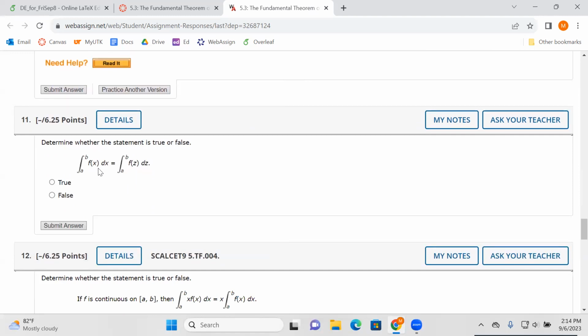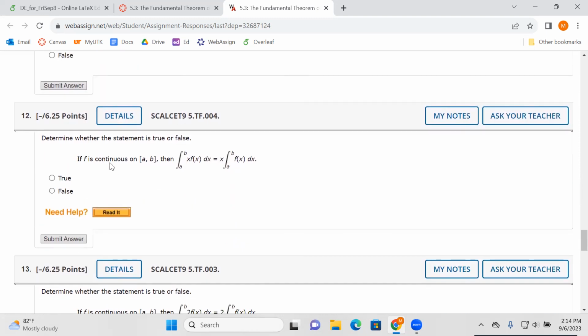Oh, this is silly. That's just replacing x with z. I mean, it's the same function. It's looking at the same variable with respect to it. Same function, same variable with respect to it. So this would just be capital F of b minus capital F of a. And this would be capital F of b minus capital F of a. Of course, those are the same thing.